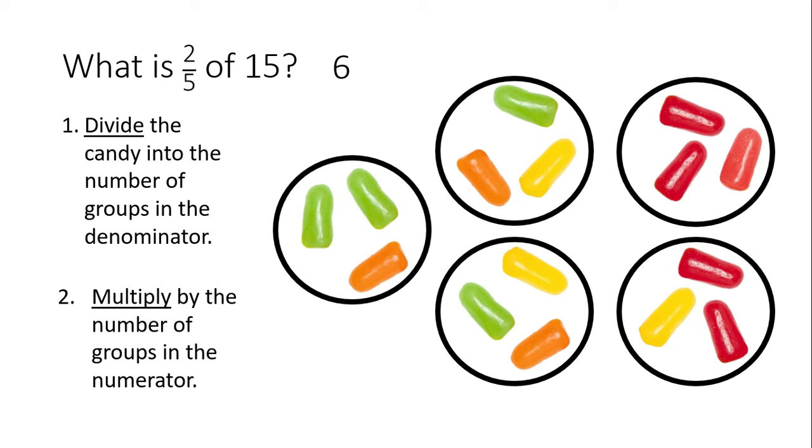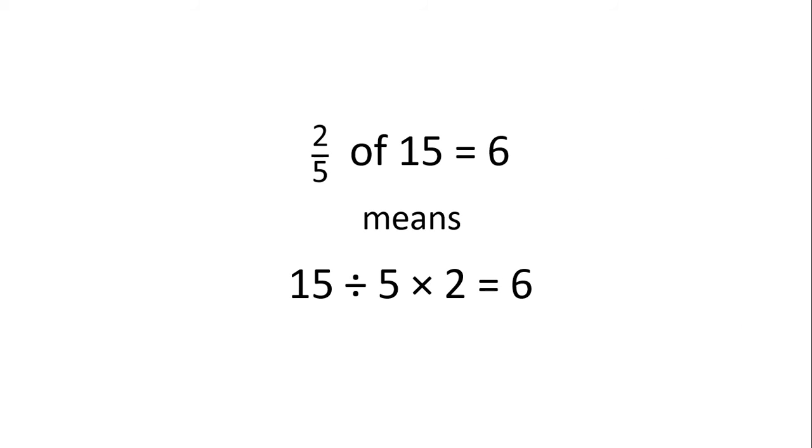So how do you use mathematical operations to find the fraction of a whole number? First, you divide by the denominator, then you multiply by the numerator. Because what we're saying is 2/5 of 15 equals 6 is the same as 15 divided by 5 times 2 equals 6. The key is divide by the denominator, multiply by the numerator. Divide by the denominator, multiply by the numerator. Are you ready to do it yourself?